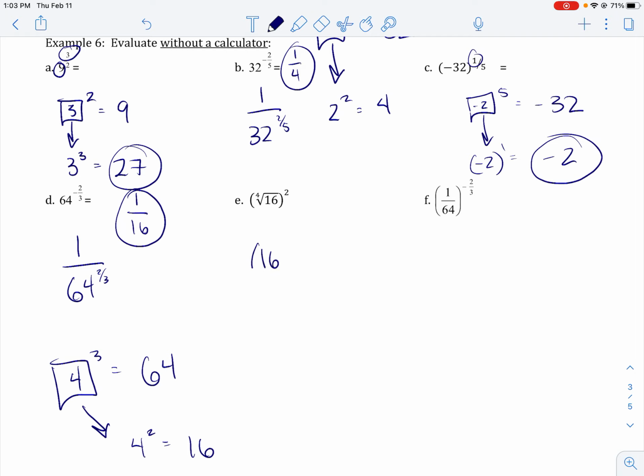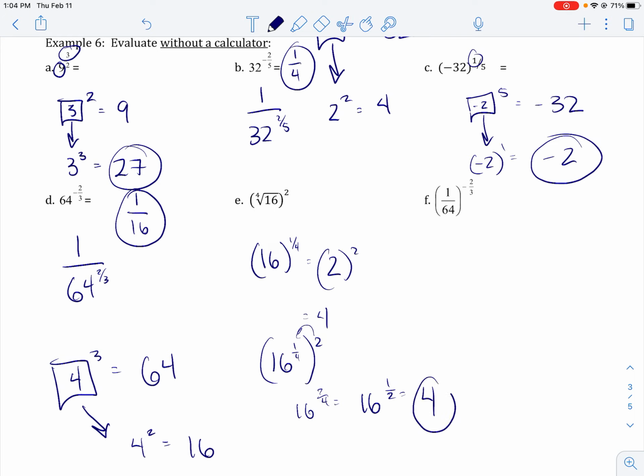About this guy right here. 16 raised to the 1/4. Now technically, we can find that out, right? 16 raised to the 1/4, well, that's just a 2. And then 2 squared, well, that's just a 4. Okay? Or maybe you didn't think about it like that. Maybe you had 16 raised to the 1/4 squared. So you multiply that too. So 16 raised to the 2/4, which we could simplify to 16 to the 1/2. And the square root of 16 is 4.